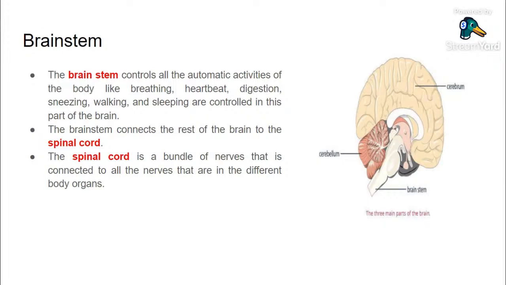Then also the brainstem connects the rest of the brain to the spinal cord, and then kining spinal cord, no, a bundle of nerves that is connected to all the nerves that are in different body organs. So kanang mga nerves na to, those are nga naga-send og mga messages, naga-send og mga information, no, information nga makuha, no. So those are the parts of the brain, no. So una we have, wait lang ha.